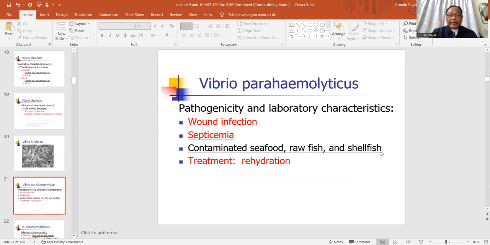The next species is Vibrio parahemolyticus. It's found in wound infections, septicemia, and because of the loss of water, the treatment is rehydration. Vibrio parahemolyticus can also be obtained by consuming contaminated seafood, raw fish, or shellfish, okay? Like I said, brackish waters, where freshwater rivers meet salt water or the ocean, usually like in a delta, especially in the Gulf of Mexico, where they have a lot of seafood and shellfish industry. So eating contaminated seafood, raw fish, or shellfish is a way to get Vibrio infection. And the way to treat it is to rehydrate because of the excessive loss of water.